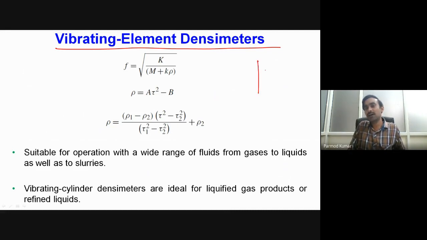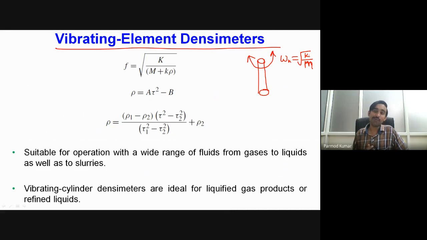If I have a tube, and I subject this tube to some oscillations or vibrations, say angular oscillations, normally the natural frequency of its oscillations will be equal to the square root of k divided by m, where m is the mass of this tube and k is the modulus of elasticity of the tube.